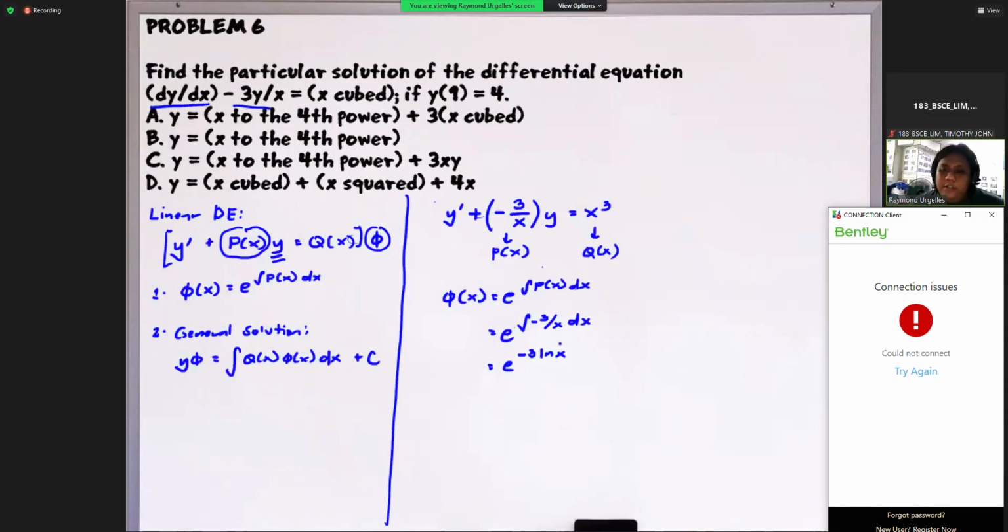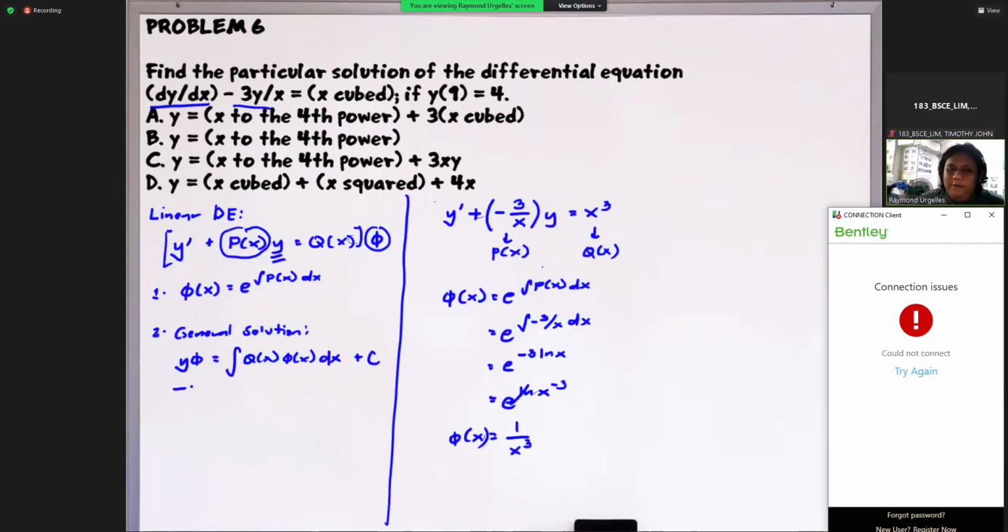So ito na lang yung gawin natin. Pag ginawa natin yan, by property of logarithm, pwede natin ipasok yung negative 3 as an exponent. So then this will cancel. So this is x raised to negative 3, or 1 over x cubed. So this is our phi of x.